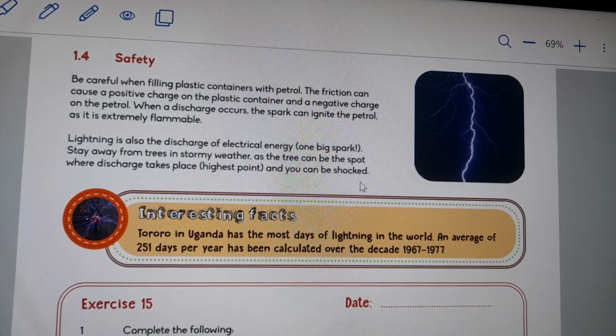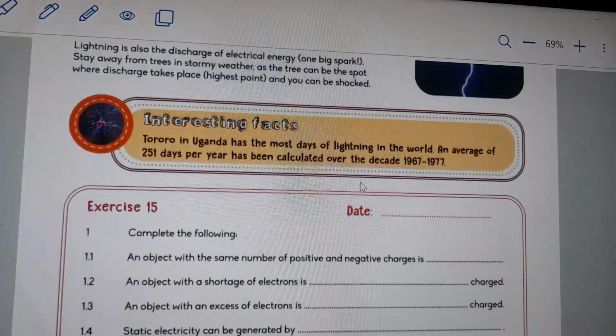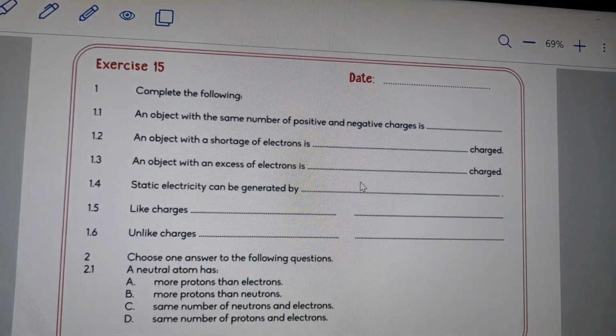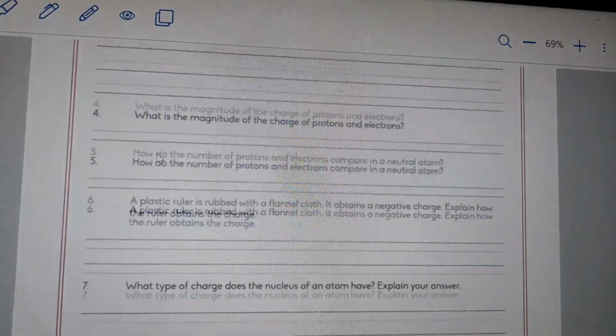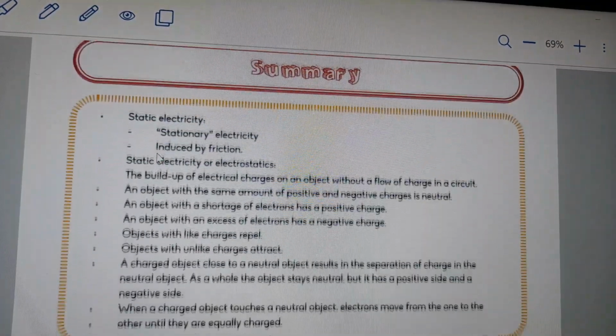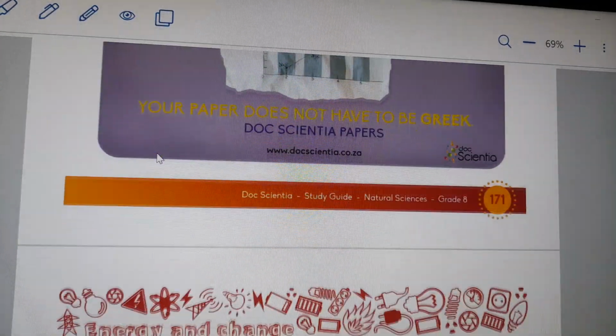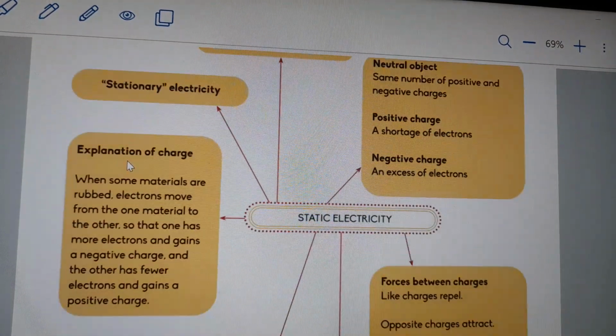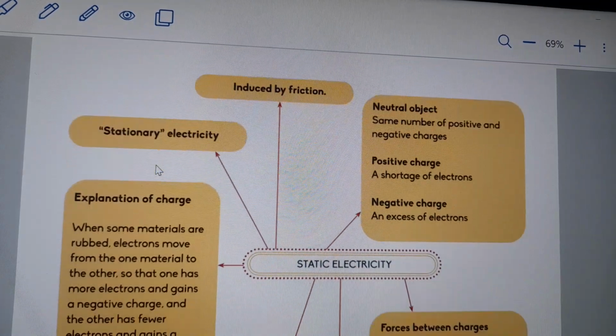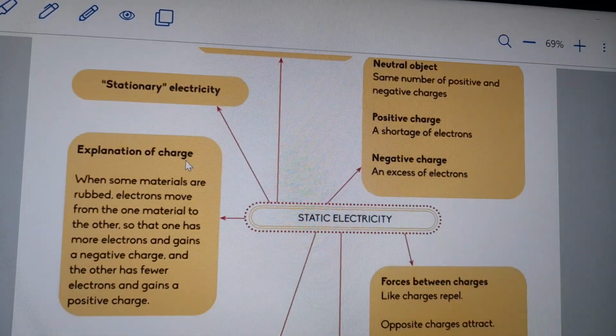Okay, so that brings us to the end of our first unit on static electricity. So you can complete exercise 15 on page 169. Complete the exercise, and cut and paste the summary in your notebook. Cut and paste the mind map or the flow diagram in your notebook. Okay.